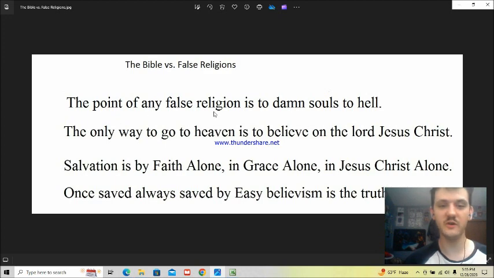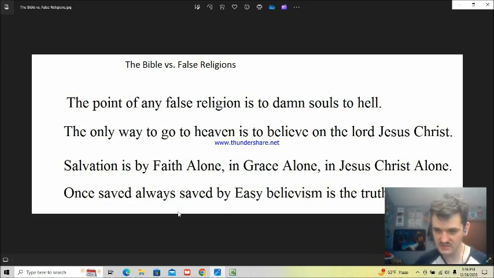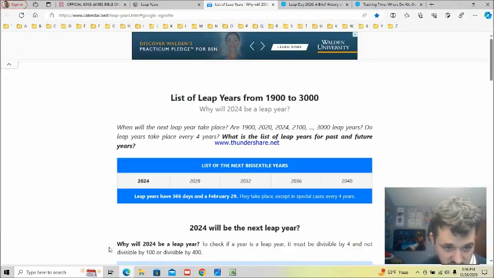I'll also talk about how people get saved before I go. Pointing to any false religions damns souls to hell. The way to heaven is to believe on the Lord Jesus Christ. Salvation is by faith alone and grace through Jesus Christ alone. Once you are saved, you can't lose your salvation. Salvation is easy: just believe in Jesus Christ for salvation.